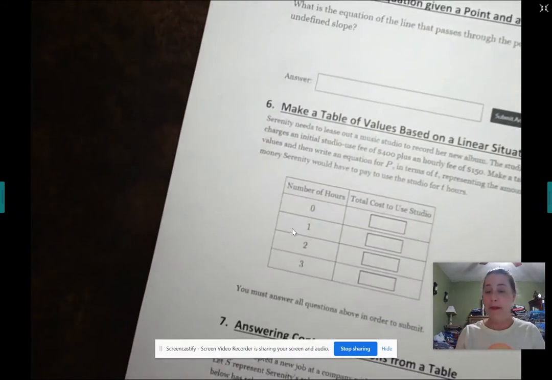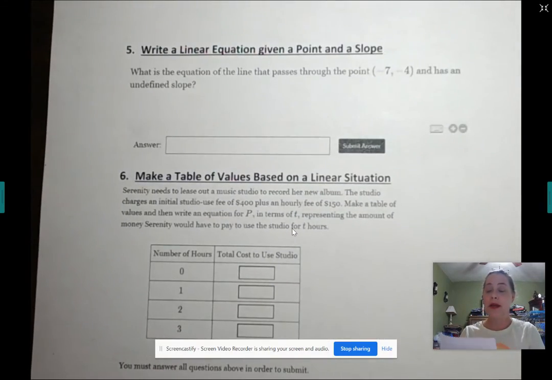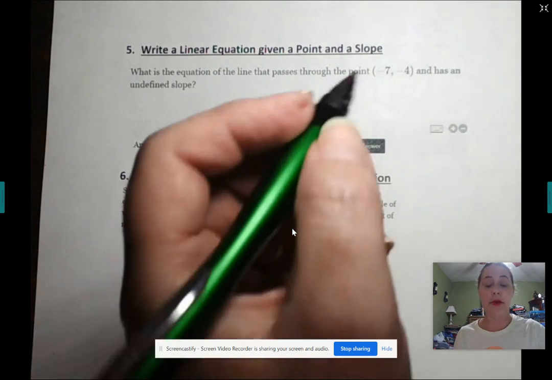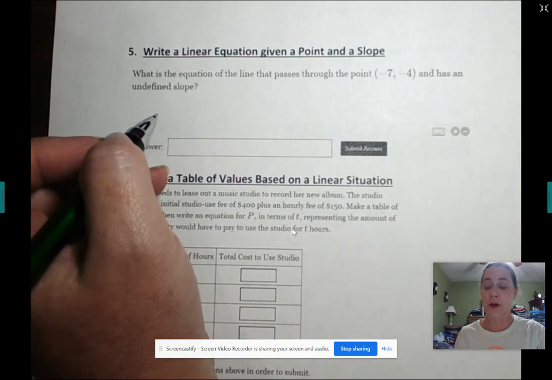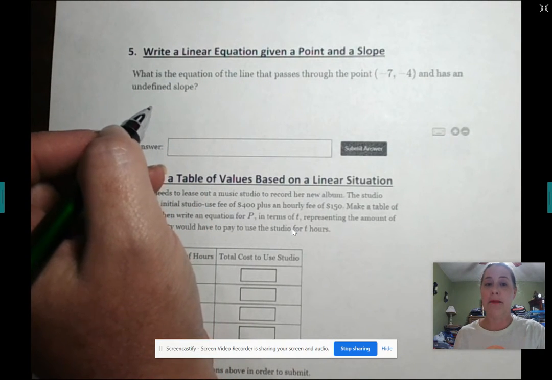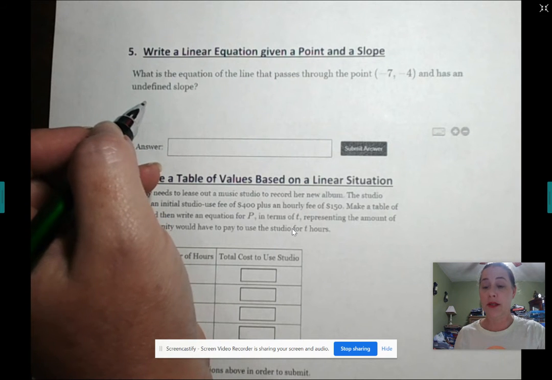Okay, now if we look at the back, what if we're given a point and a slope? Well, if it was a normal slope, we would just put this in as x and y and the slope in as m and get the equation of the line using point-slope or using slope-intercept to find the y-intercept.